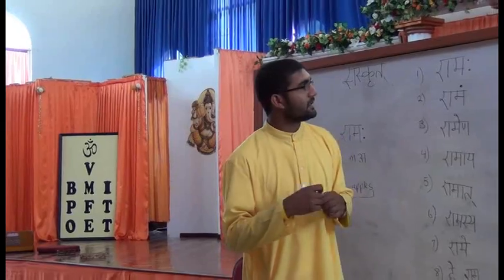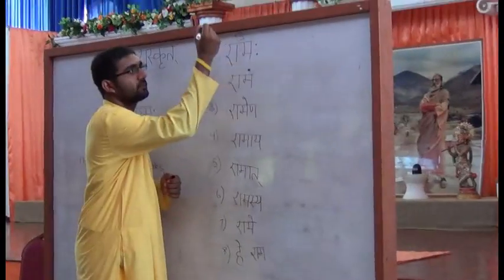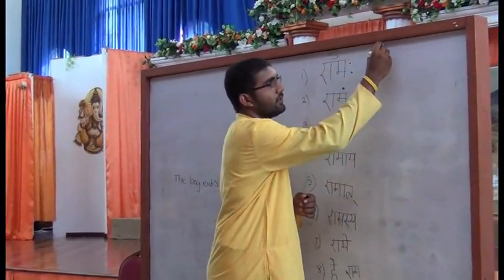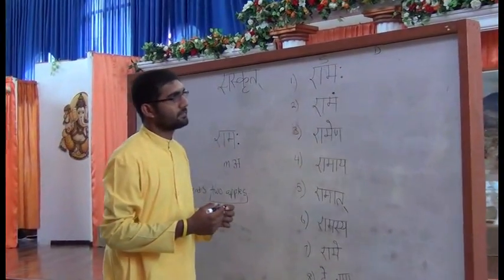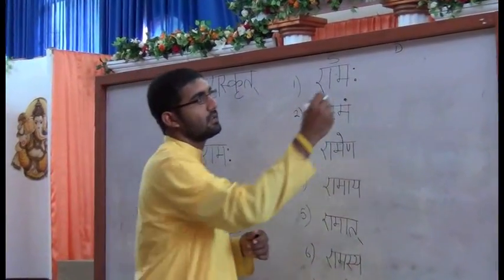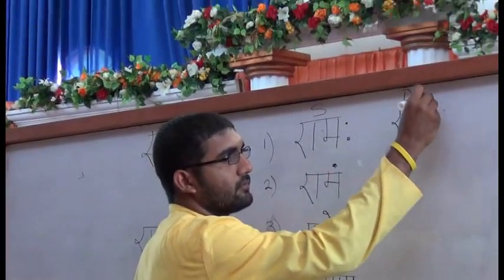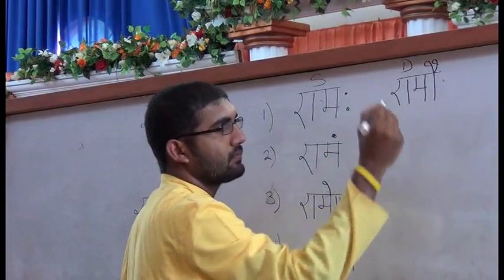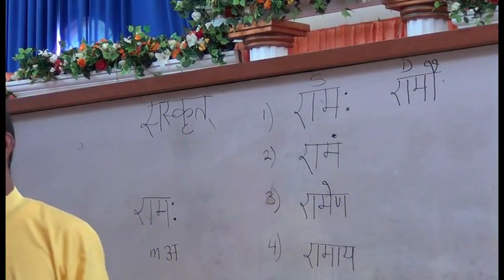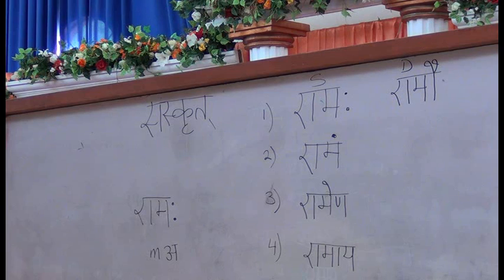Let's just get it down. So this is singular here. Dual. Ramo. So that means 2 Ramas. 2 boys named Rama. Like that. Right?